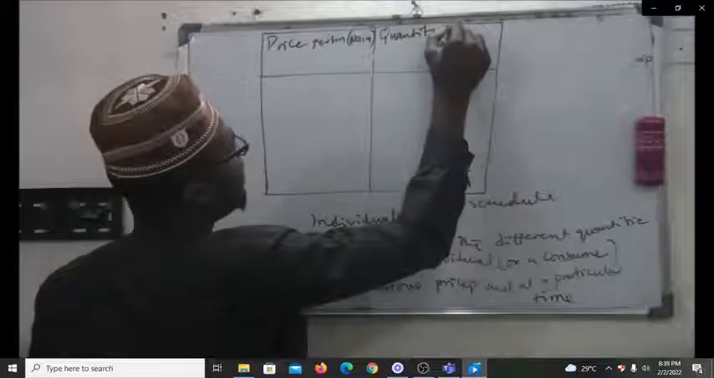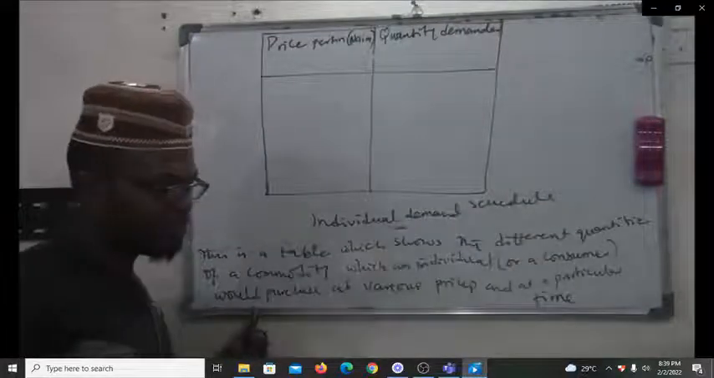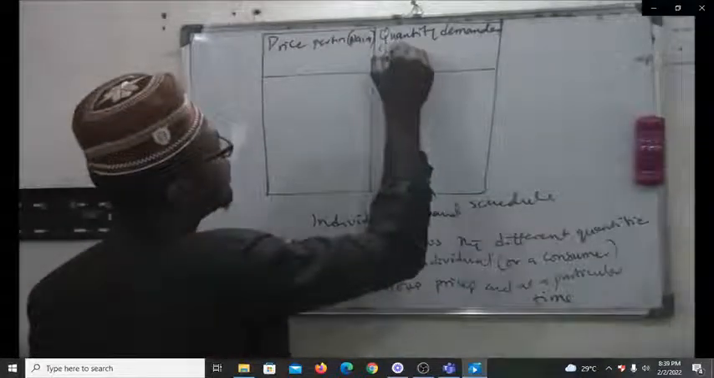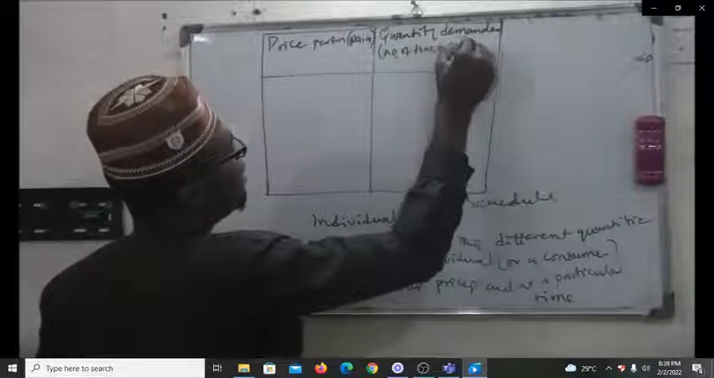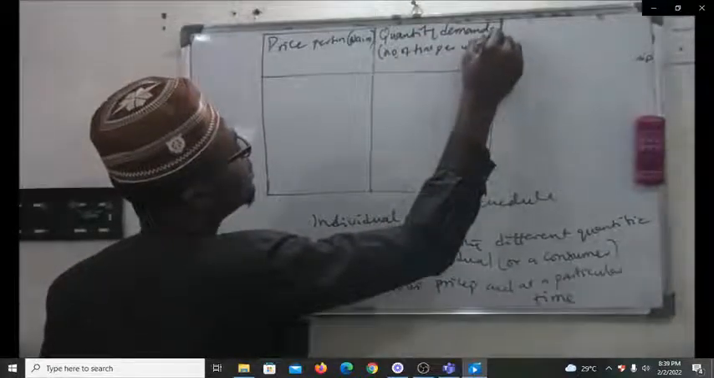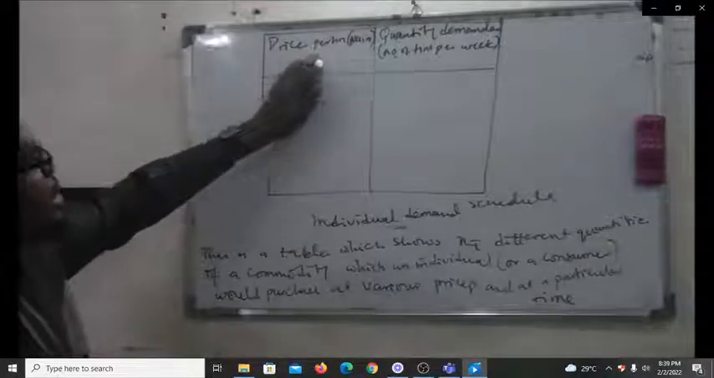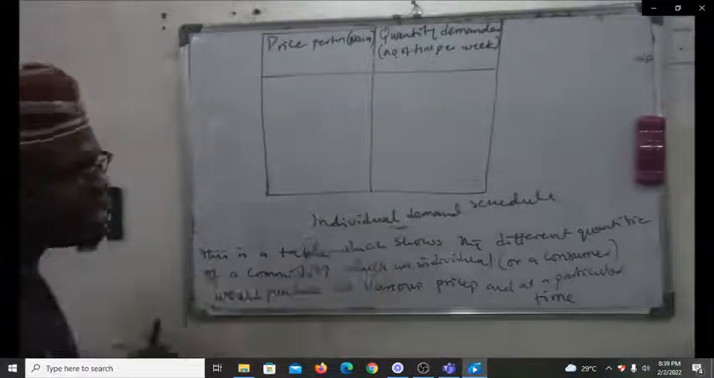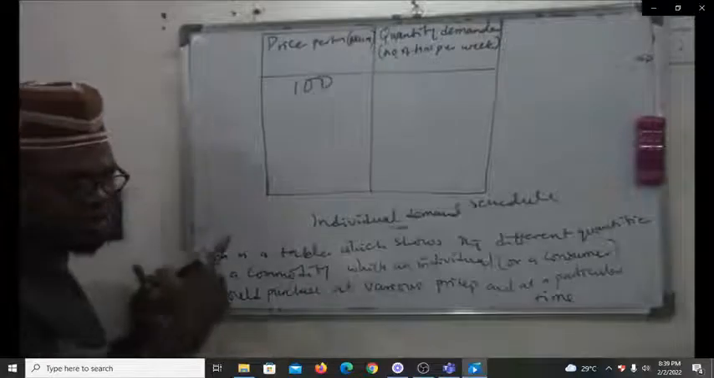Quantity demanded. So, number of things per week. So this table is trying to show us the relationship between the price of one thing and the number that you demand. Let's say the price is 100, the price of one thing, of maybe milk or something.